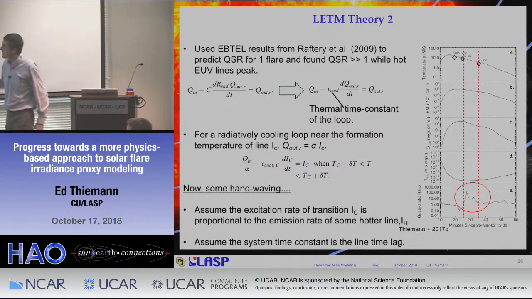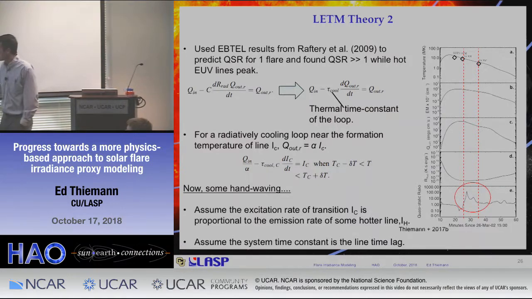And so the next step is we want to get rid of the energy being radiated from the loop, and so we argue that for a radiative cooling loop near the formation temperature of a particular line, the energy being radiated from that loop is going to be proportional to that line intensity. And so we can now substitute in the line intensity into the equation and a proportionality constant.